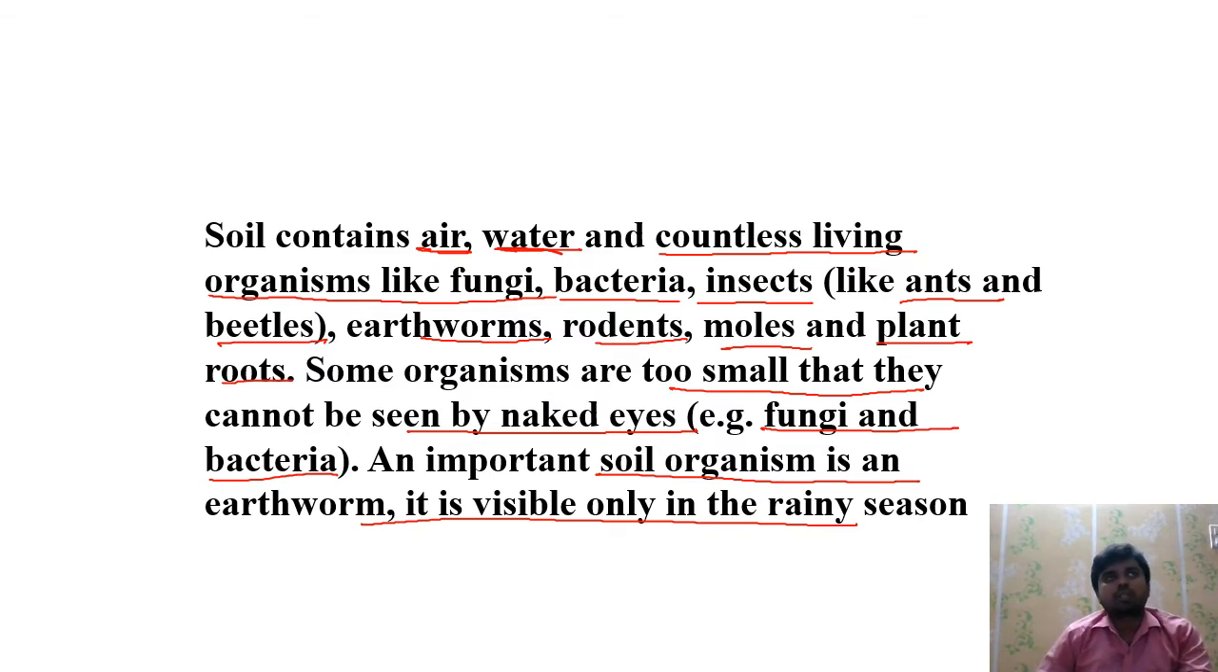So basically in the soil we can find two types of organisms. One which we can see easily with our naked eye, and other organisms which cannot be seen with the naked eye, like bacteria and viruses. They are also present in the soil itself. So there are a countless number of living organisms, not only these 4 or 6, that live in the soil.